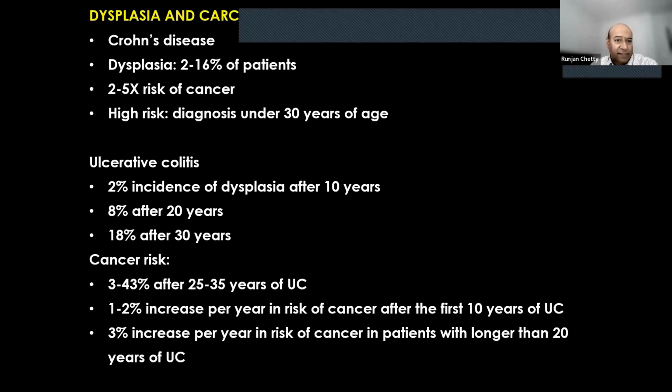The risk of cancer in ulcerative colitis patients after a decade and a half, 2 decades or 3 decades is up to 45% in some cases, and the risk increases 1 to 2% per year after the first 10 years of diagnosis. So it is a very important feature that accompanies the diagnosis of ulcerative colitis.